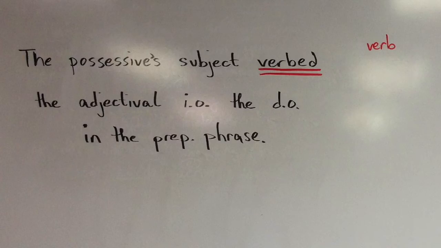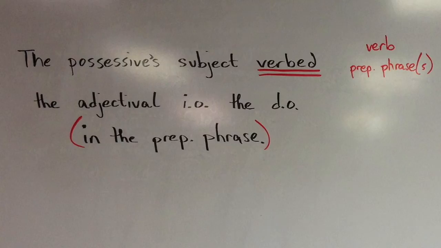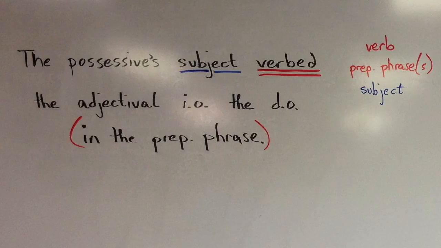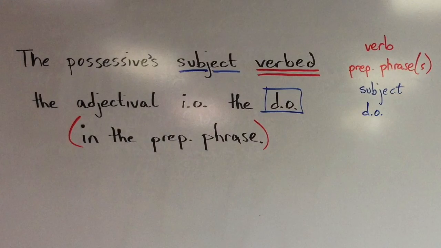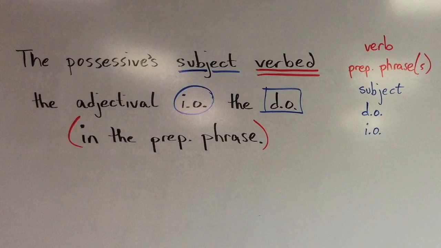The next thing to do is parenthesize any prep phrases we see even before we go to the subject, because prep phrases are usually pretty easy to find, and we can also pull them out of the sentence fairly easily while leaving the rest of the sentence intact. Then it'll be easier to find the subject, which we'll underline once. Then we'll box the direct object, and we'll circle the indirect object if there is one.